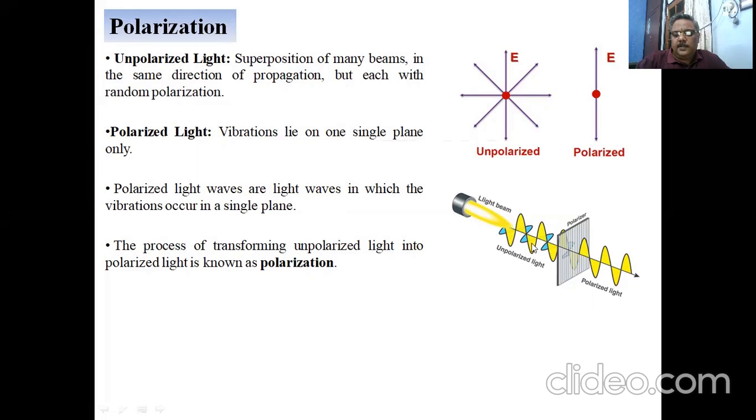You just notice this. There are two vibrations. One is along this vertical direction and the blue one is along the horizontal. The light coming out of the polarizer has only one vibration, that is in the vertical direction, the yellow one, and the blue one has not come outside. The blue one has been blocked, and now in the polarized light we are getting only one vibration.